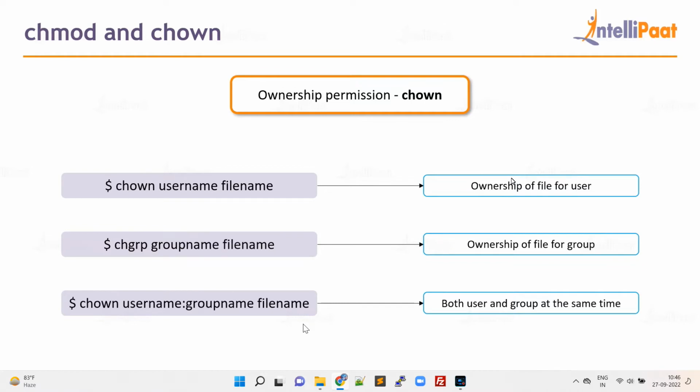So now this particular user IntelliPad can simply provide chown IntelliPad 2 and file name, and the file permissions will be provided to that particular user. And then there is group and group name and file name. So group is basically changing the ownership of a group. So if you have created a group, you can use the command chgrp and group name and file name, so that that group has the file permissions.